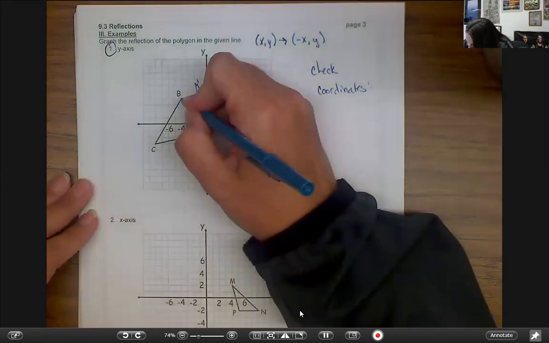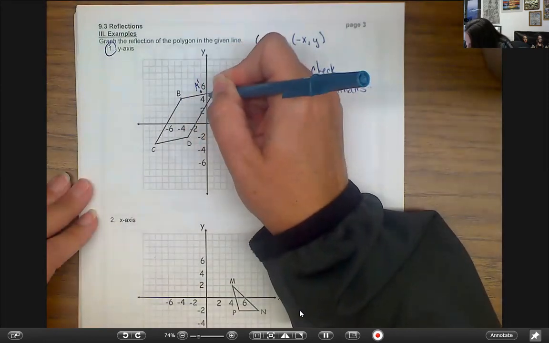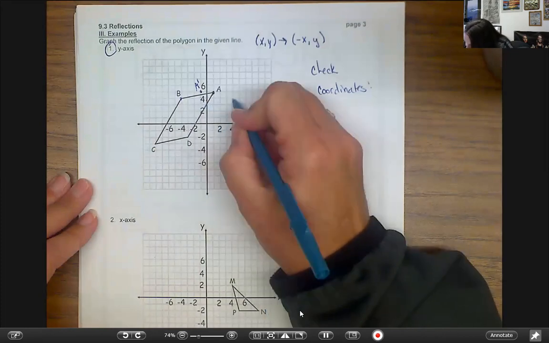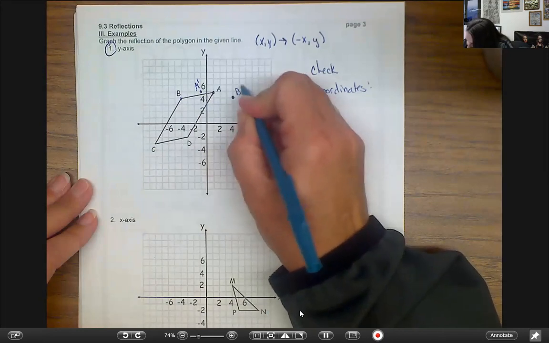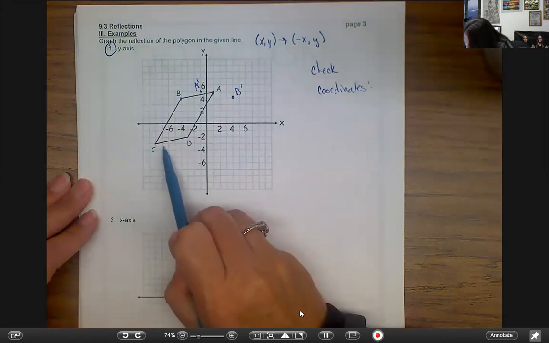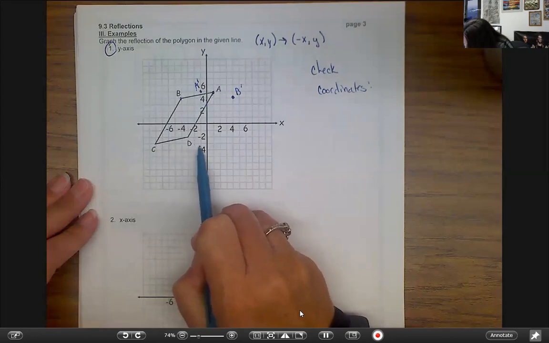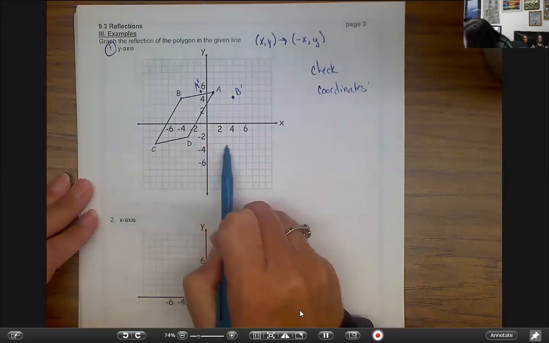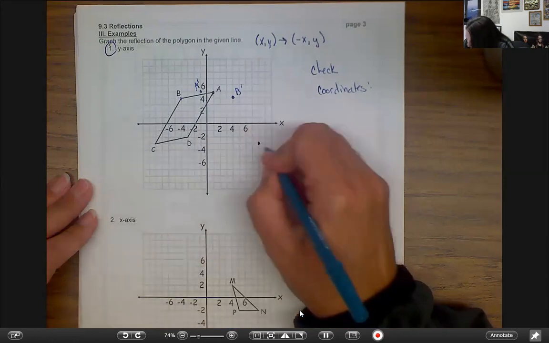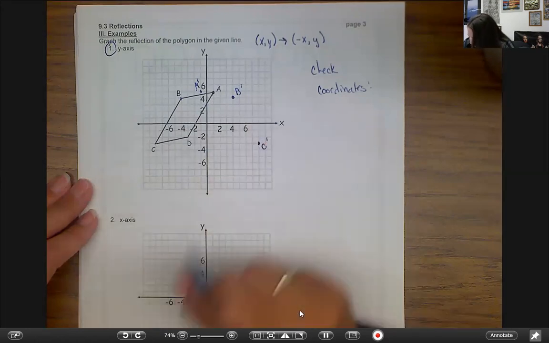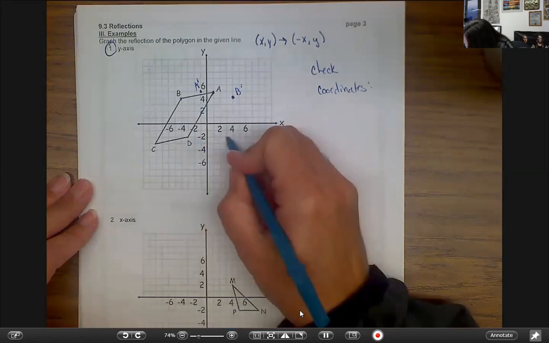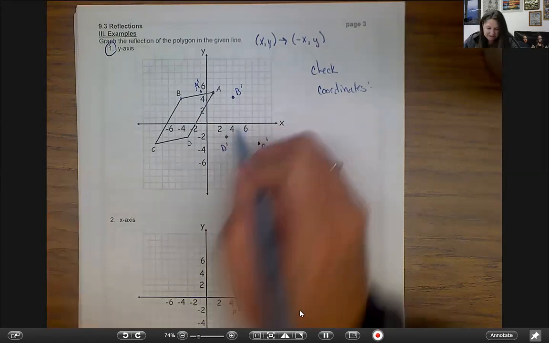Okay, B right here is 1, 2, 3, 4 units from the y-axis, so it's going to move 1, 2, 3, 4 units over here. So there would be B prime. C is 1, 2, 3, 4, 5, 6, 7, 8 units from the y-axis, so 8 units would be right here. There's C prime. And then D is 1, 2, 3. So we move 1, 2, 3 in this direction. There would be D prime.